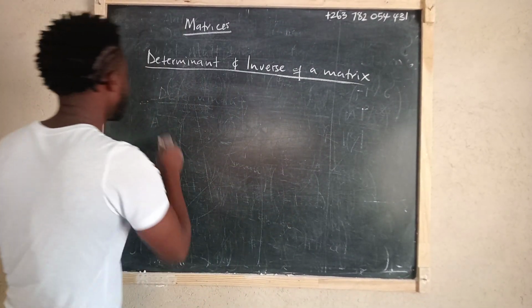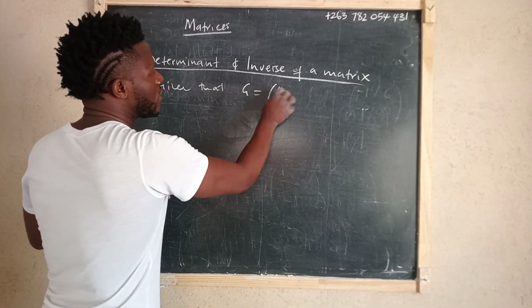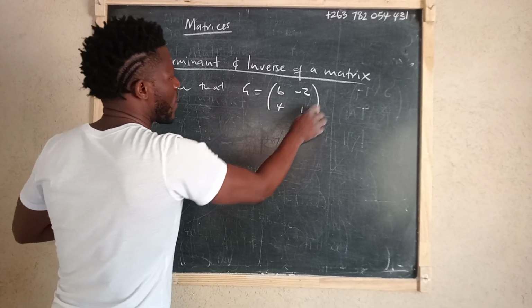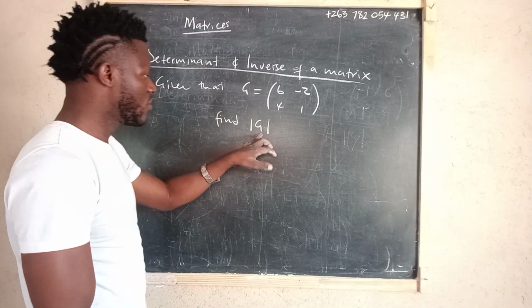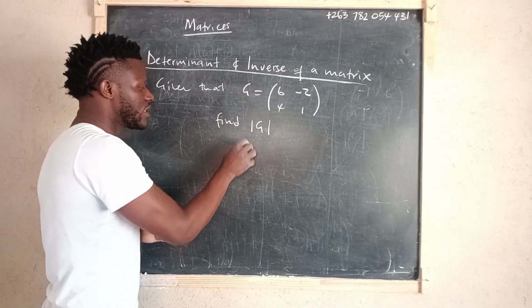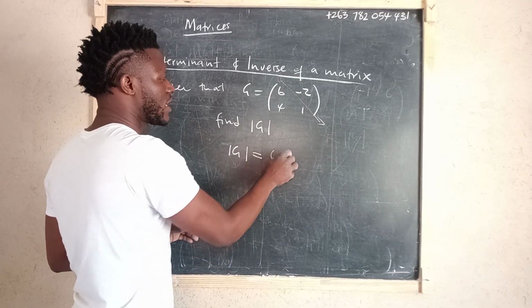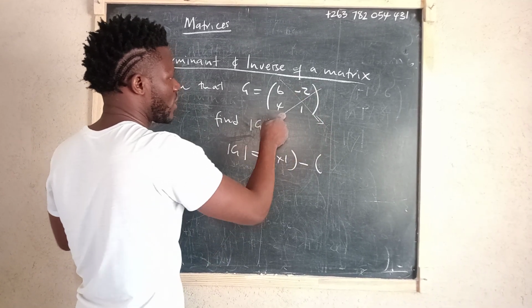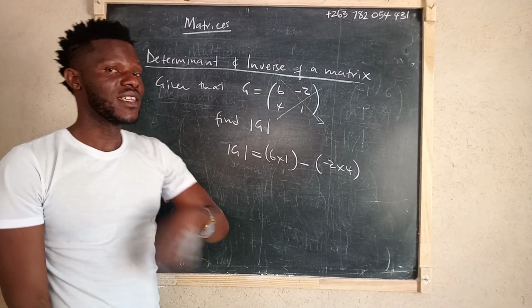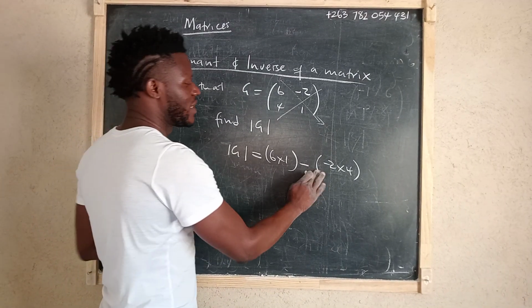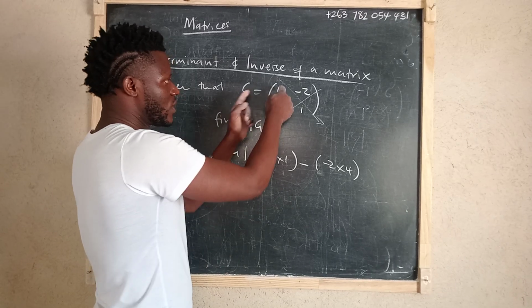You'll be given a matrix like this. Given that G equals 6, minus 2, 4, 1. Find the determinant. This symbol means determinant. So we are going to find the determinant of G. It's very simple. We multiply numbers of major diagonal, 6 times 1, subtracting off diagonal, minus 2 times 4. Take note, this minus will always lead you to a mistake if you are not maintaining accuracy. So you do better include brackets to handle that negative sign, because you need to multiply first.